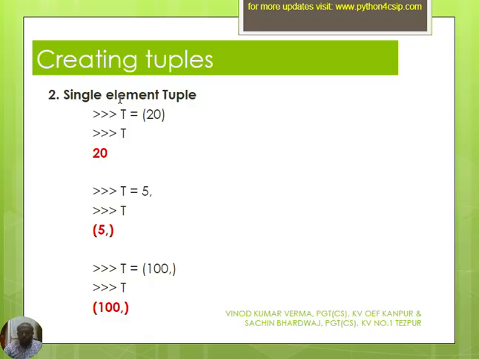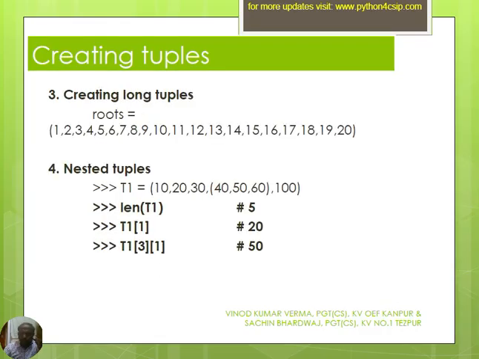Now here the single element tuple: t equal to 20 with a trailing comma, then print 20; t equal to 5 with a trailing comma, that is 5; t equal to 100 with a trailing comma. So how to create a long tuple? This is the way: t equal to 1, 2, 3, 4, 5, 6, 7, 8, 9, 10, up to 20. Now nested tuples. How do you create a nested tuple?